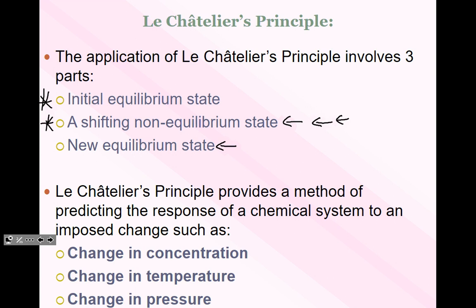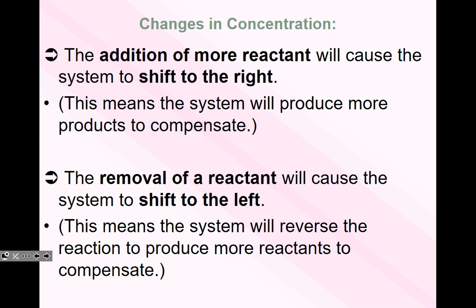So Le Chatelier's principle provides a method of predicting the response of a chemical system to an imposed change, such as we're going to talk specifically about change in concentration, change in temperature, and change in pressure. Now with change in pressure, the only thing you have to keep in mind is it only happens with gases.